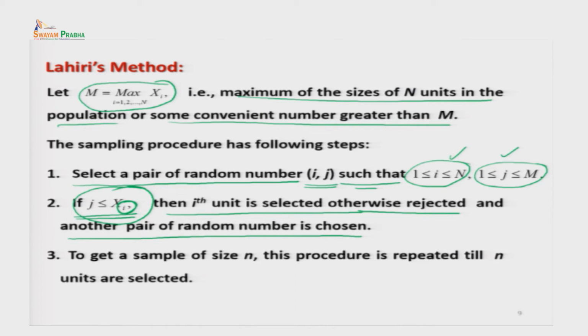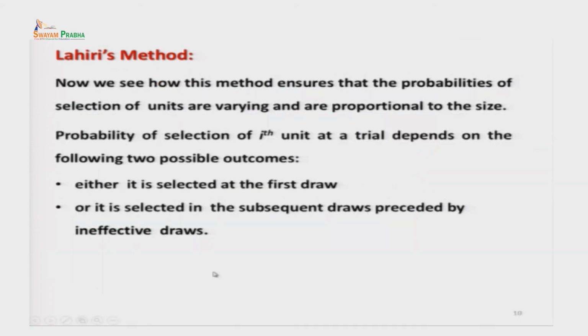And then if you want to have a sample of size n, you have to keep on drawing such pairs of numbers till you get a sample of size small n. So this procedure will be repeated till you get a sample of the required size, say small n. Now, before I take an example to illustrate how these things are going to work, let me first show you how this method ensures that the probabilities of selection of units are varying and proportional to the size.